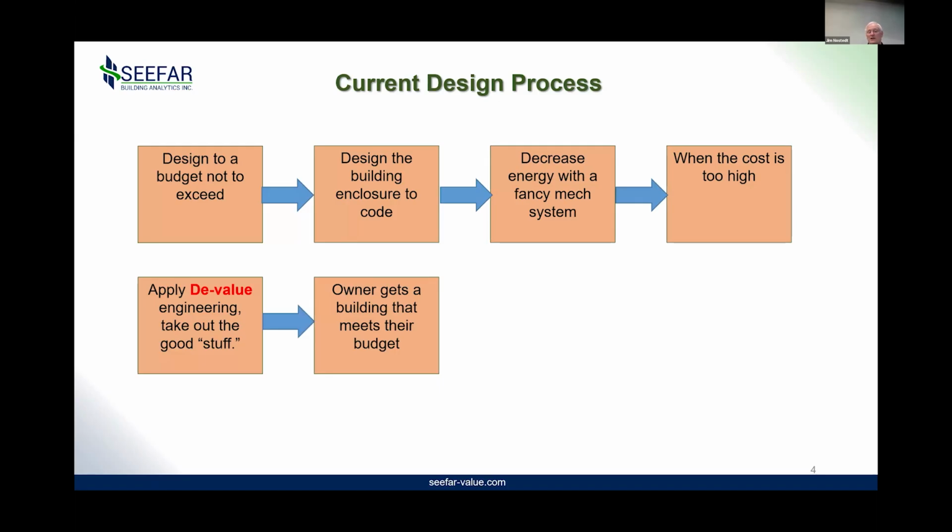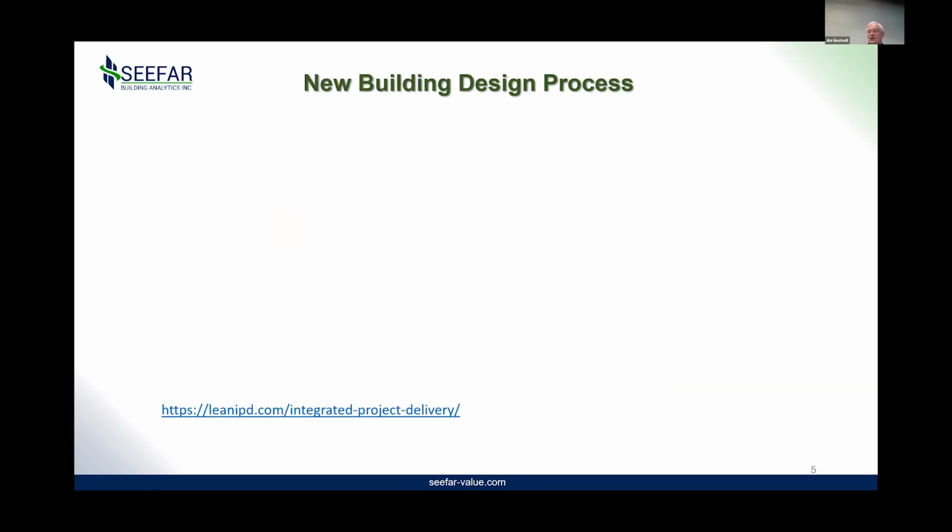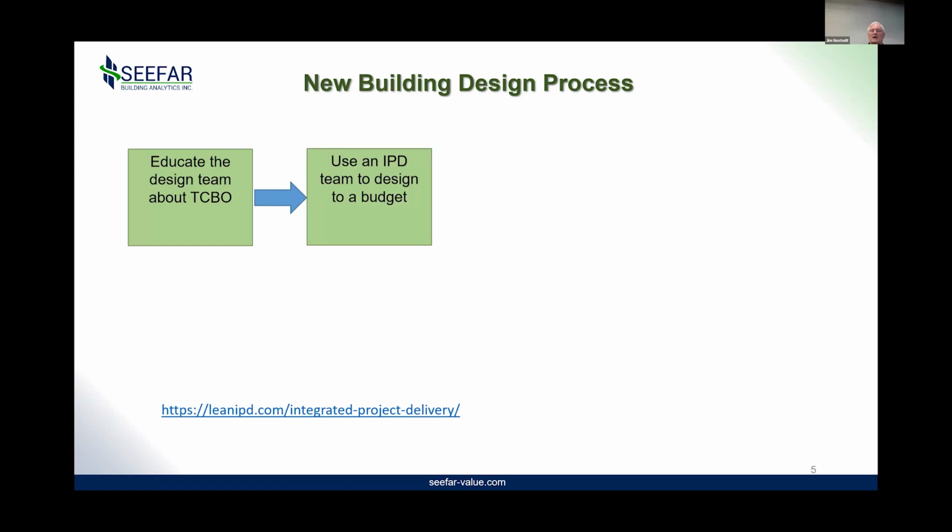And the owner gets a building that meets his budget, but he has a building that has high operating and maintenance costs forever. So, what I'm suggesting for a new design process is educate the design team about the total cost of building ownership. What does it cost to own and operate that building? Use an integrated project delivery team to design to a budget.